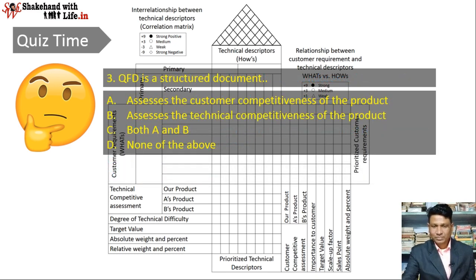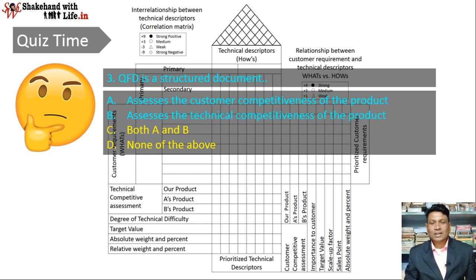Now the third question. QFD is a structured document. A. assesses the customer competitiveness of the product. B. assesses the technical competitiveness of the product. C. both A and B are true. And D. none of the above. Which one do you think is the right answer? Drop your option in the comment box below.